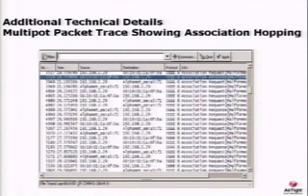Basically what we are showing here is an Ethereal or Wireshark trace with the appropriate filters applied to show only the association response packets, and we can clearly see that the client is continually associating with the APs in the multipot one after another.